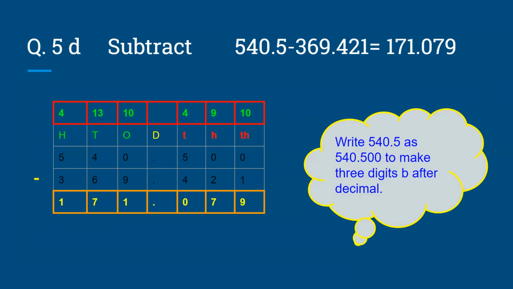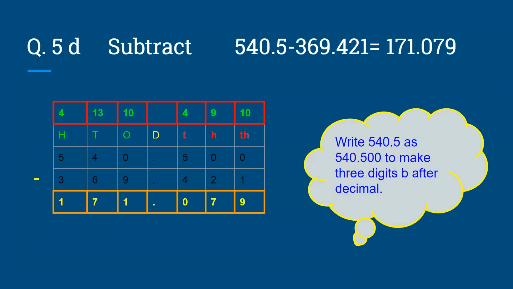Now come to the whole number. Whole number is having 0. From 0 we can't subtract 9, so we will borrow from tens. So it will become 10. 10 minus 9 equals 1. And tens after giving one number will remain 3.